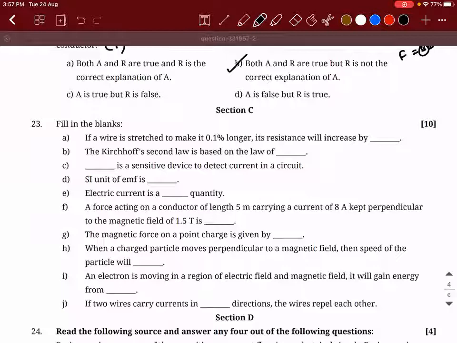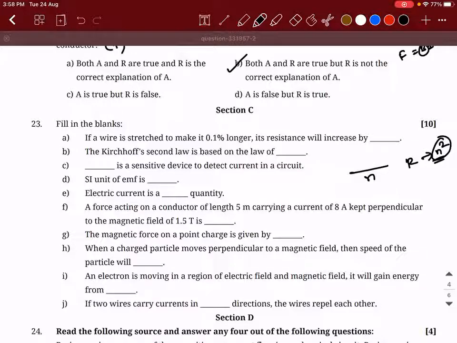23rd. If the wire is stretched to make it 0.1% longer, its resistance will increase by 0.1%, sir? No. I'll give you a hint. If the length of the wire is increased by n times, resistance will increase by a factor of n square, because when length is increasing, area will decrease to maintain the constant volume. So it should be n square. That part I'm leaving to you.